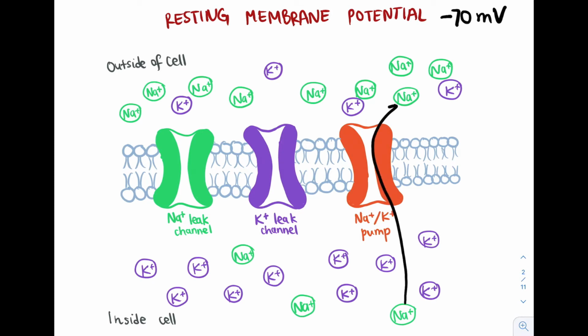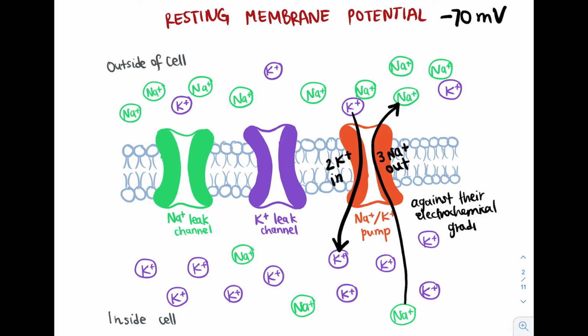So the sodium and potassium pump is actively moving these ions into and out of the cell against their electrochemical gradient. And it's important to remember that they are moving against their electrochemical gradient, because this is creating more negativity inside the cell, along with the already negative proteins and nucleic acids that are not pictured here.